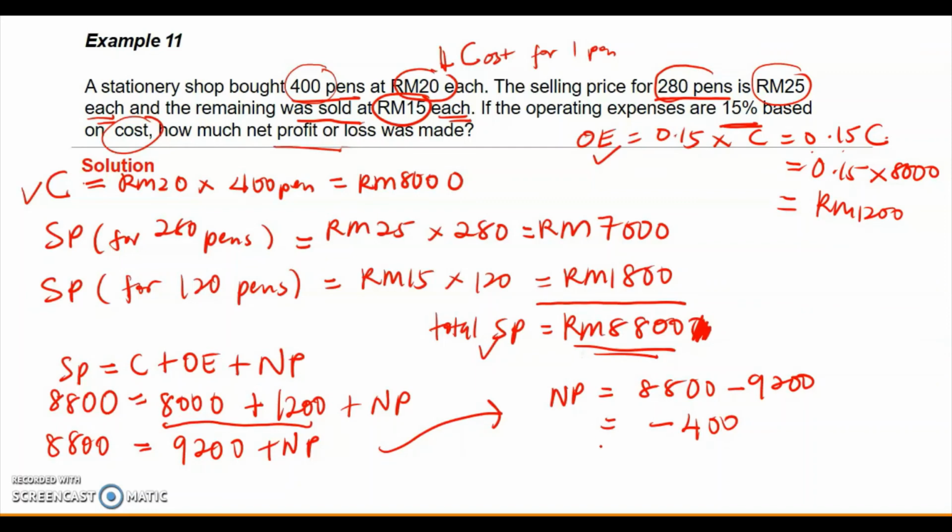So the net profit is negative 400 ringgit. When you get a negative value for net profit, that means this is not the value of net profit, but the value of loss. So the loss is RM400. That is why the question asks how much net profit or loss was made. Net profit is not necessarily a gain; it can be a loss. From our calculation, we got a negative net profit, which means a negative gain, and a negative gain means a loss. So RM400 is actually the value of the loss, not profit. So the loss is RM400.